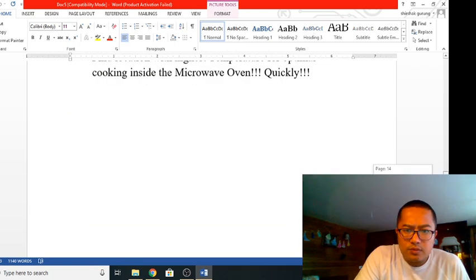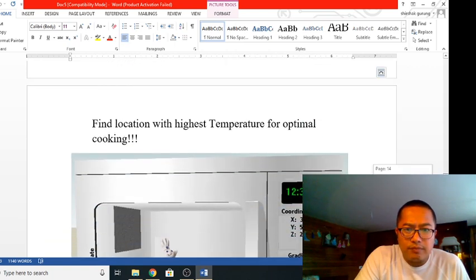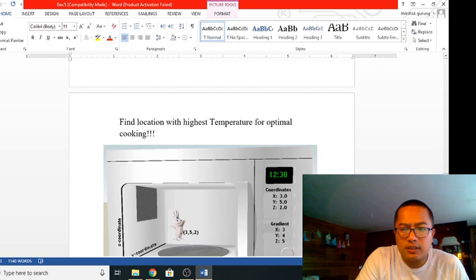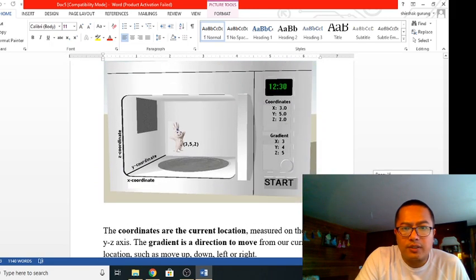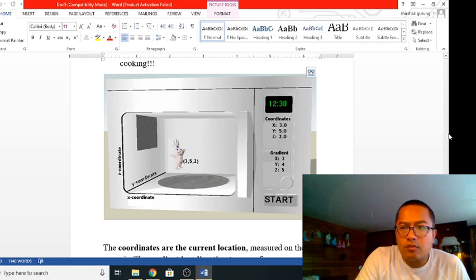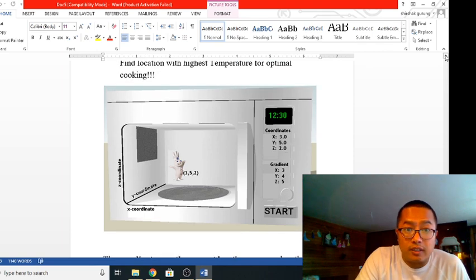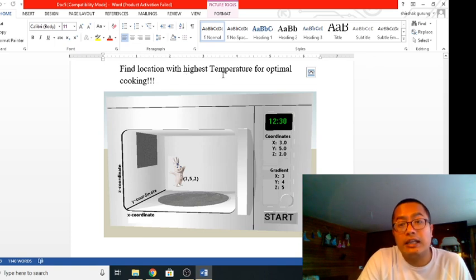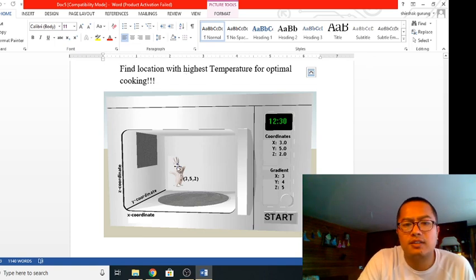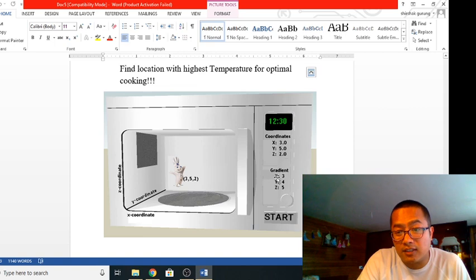So let's see this with a, here you go. I'll just decrease this. Fine. So this is a microwave. So we're trying to understand gradient now. So what is the objective? It is to find the location with the highest temperature for optimal cooking, so where this cake will taste the best. This is a microwave. The microwave is a special microwave. It has coordinates and it has gradients. So for every coordinate, it is finding a gradient.